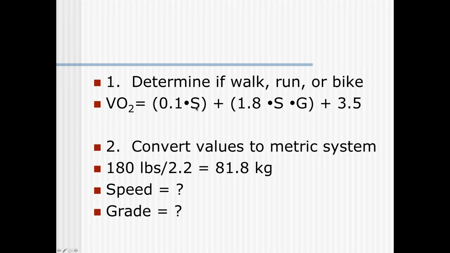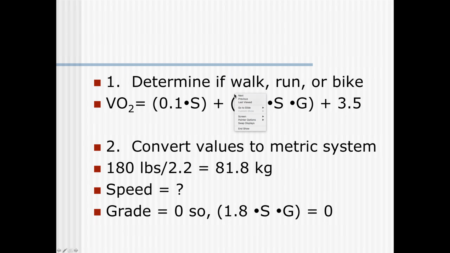But we also need to know speed, and we also need to know grade. Grade is actually going to be easy: grade is 0. There's no change in the elevation going from the Student Life Center to Burger King. It's pretty flat, so we're just going to assume it's completely flat. So this whole part of the equation is going to be 0. Anything multiplied by 0 is 0, so we can just X out that whole part of the equation.